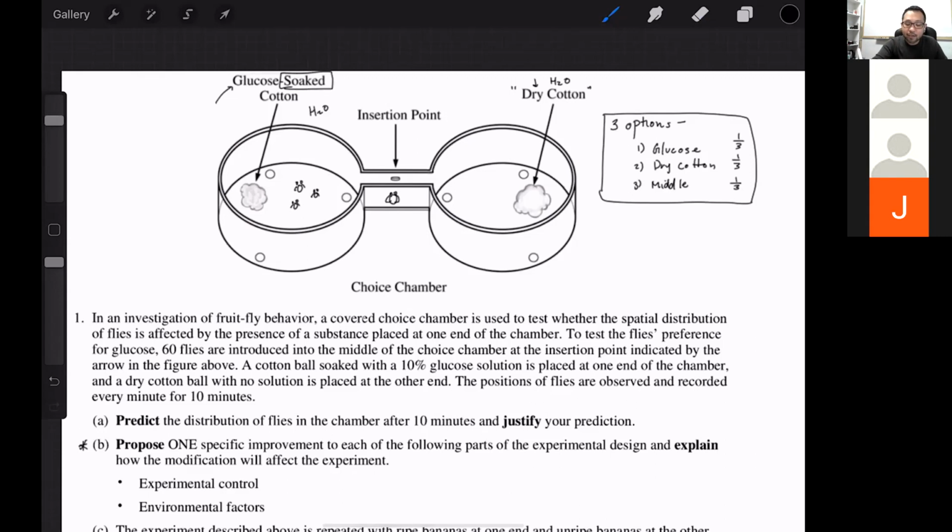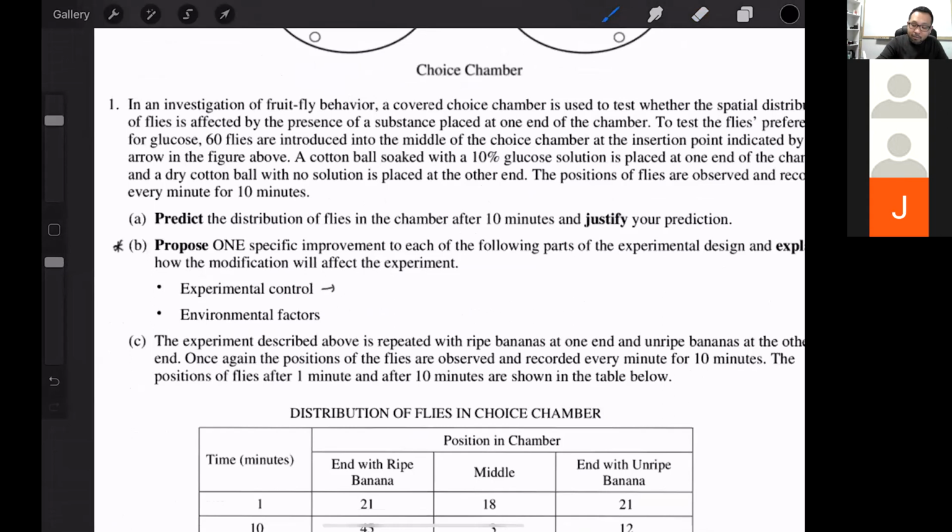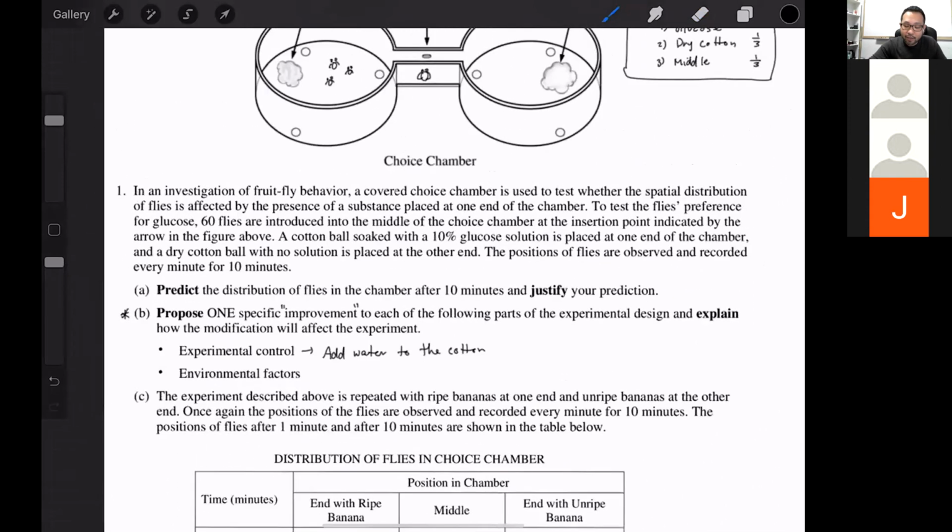So in order to actually isolate for that particular glucose condition, we're going to go right ahead and move on to B really quickly and say, look, one of the experimental controls that I could improve on in this case is to add water, right? Is to add water to the cotton. And in that sense, we're trying to isolate for glucose instead of moisture as part of why the fruit flies are moving in one direction or the next.